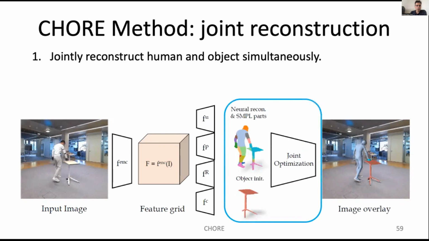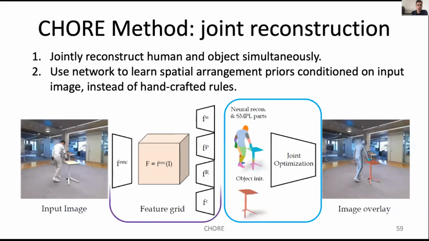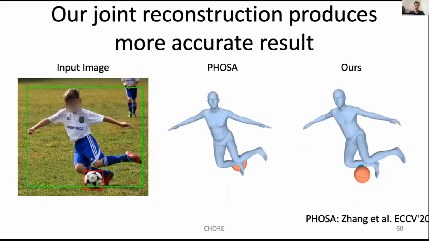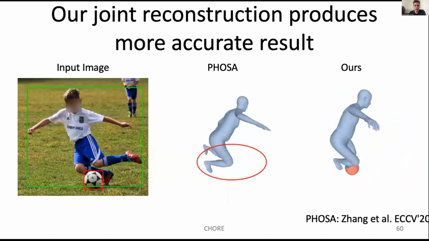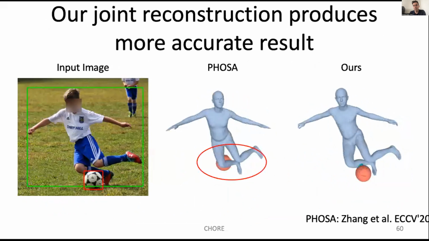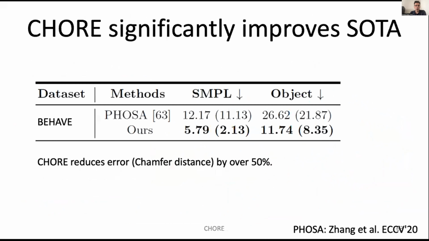So at a high level, what we're doing is jointly reconstructing the human and the object with a neural interaction field, basically learning the typical spatial arrangements of humans and objects. And the benefits are quite significant compared to this method that is based on optimization and handcrafting the rules. On the BEHAVE dataset, we can reduce the error metric, which is the chamfer distance, by over 50%, both on the human and the object reconstruction. So the improvements are significant.